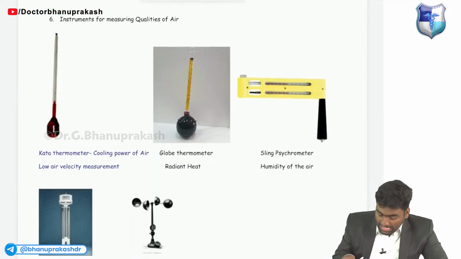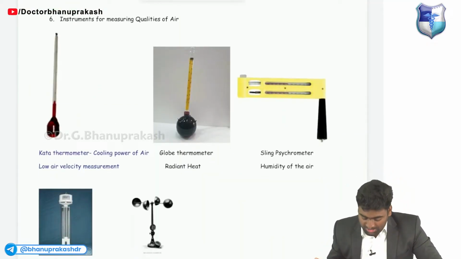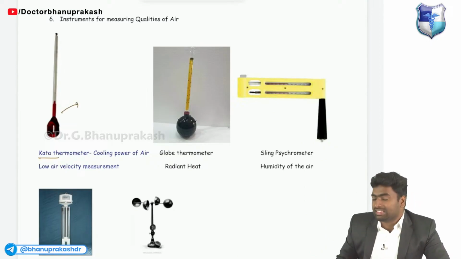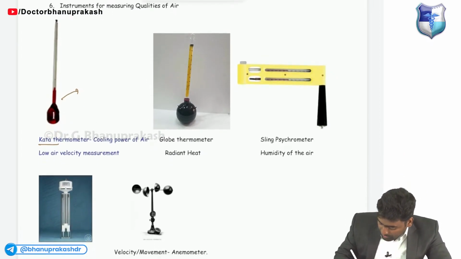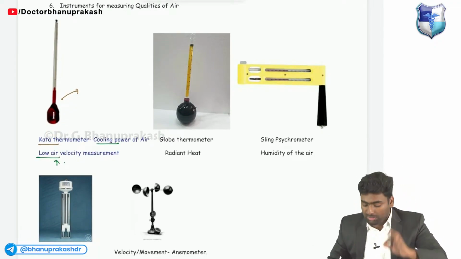Fine. Next, we'll look into these instruments, which are most commonly used. This is the kata thermometer, which is used to measure the cooling power of the air, and it can also measure low air velocity.